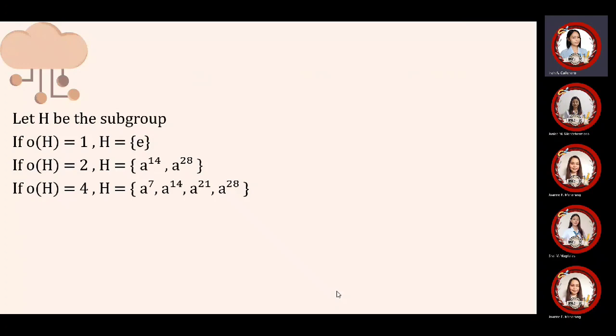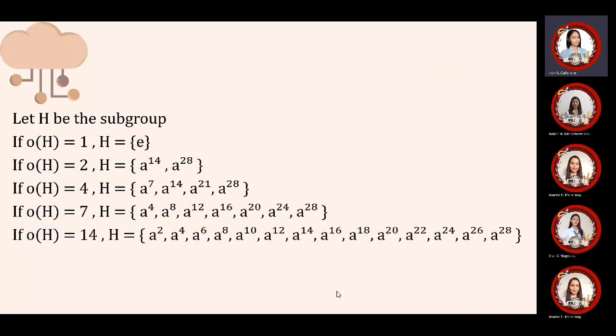If the order of H is equal to 2, when we divide 2 into 28, we will get A raised to 14 and A raised to 28, which is the factor of 14. If the order of H is equal to 4, we will get H equal to A raised to 7, A raised to 14, A raised to 21, and A raised to 28. If the order of H is equal to 7, we will get H equal to A raised to 4, A raised to 8, A raised to 12, A raised to 16, A raised to 20, A raised to 24, and A raised to 28.